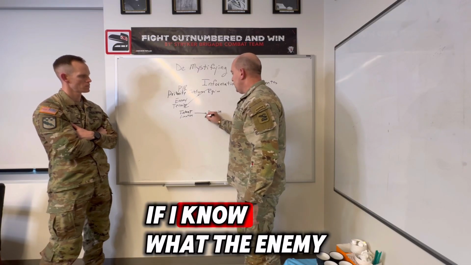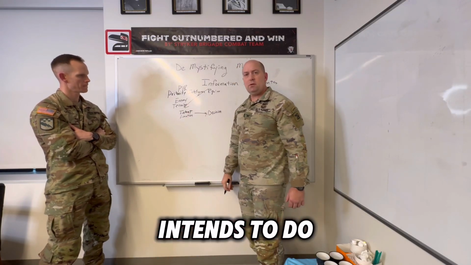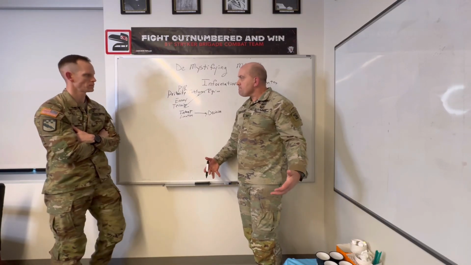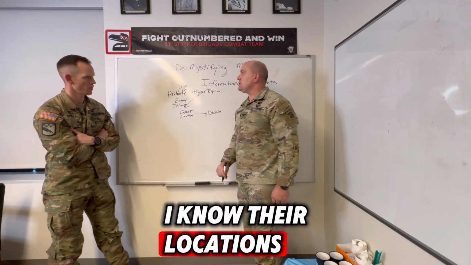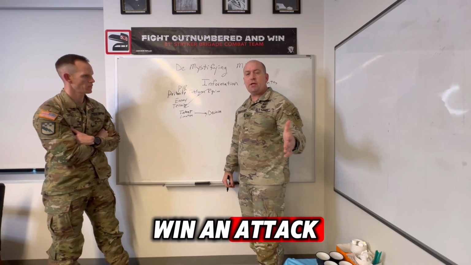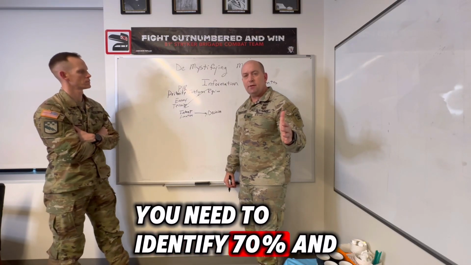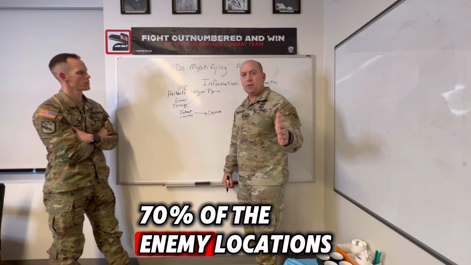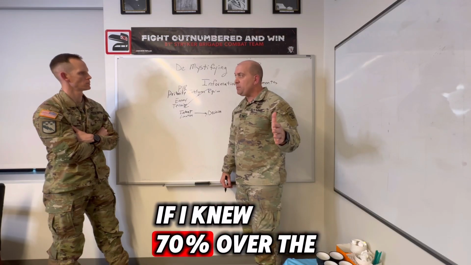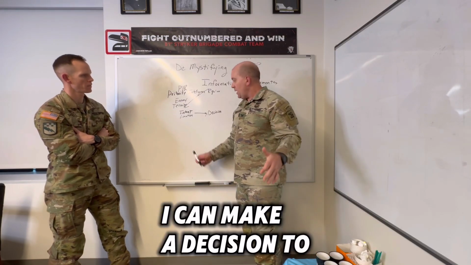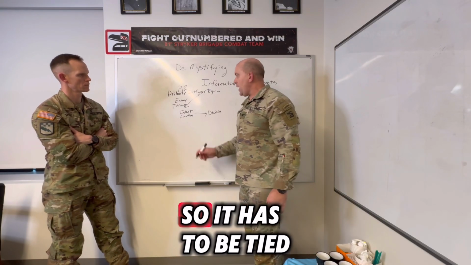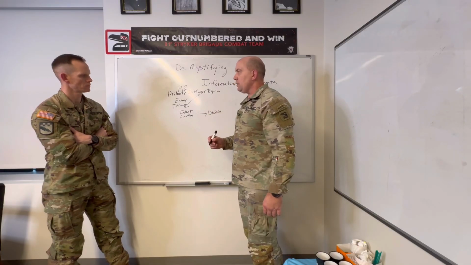If I know what the enemy intends to do, I can make a decision. If I know their locations, right. They say if you want to win an attack, you need to identify 70% of the enemy locations in a deliberate attack. If I knew 70% of where the enemy was at, I can make a decision to launch my attack. So it has to be tied to a decision, all right?